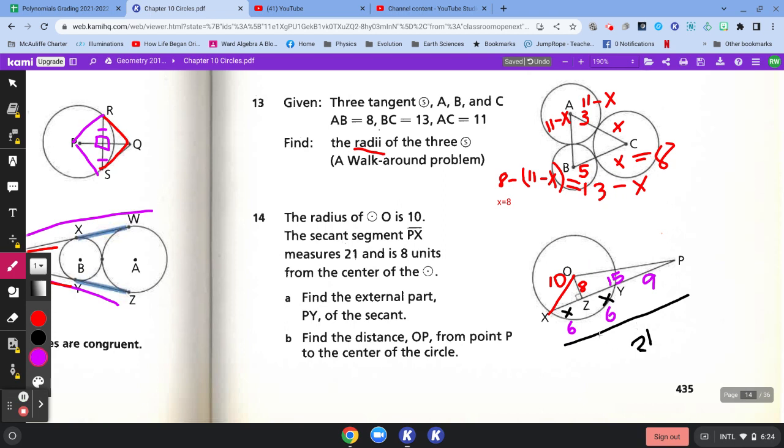And so since this is 21 minus 6 or minus 12, YP is 9. So ZP is 15. So we have a right triangle with 8 and 15, and 17 is the distance to the center of the circle. So PY is 9, OP is 17, and you're done with that. I'm going to stop this video and go on to some harder stuff.